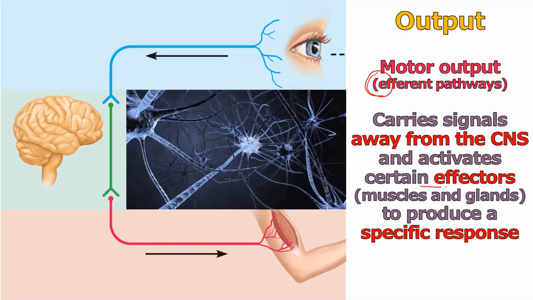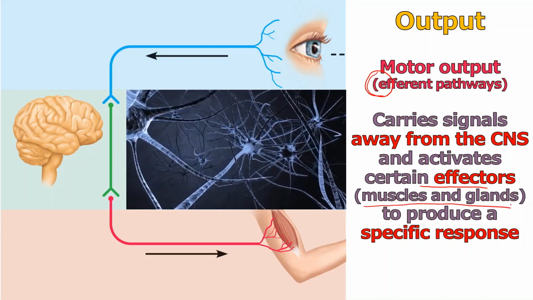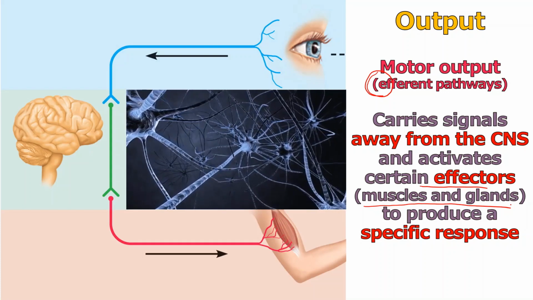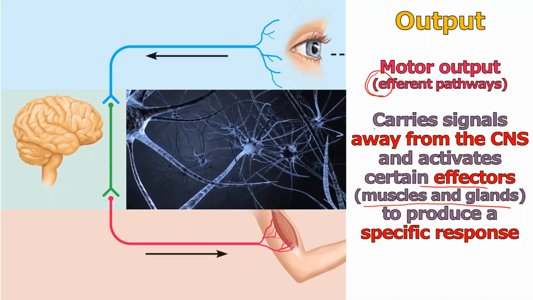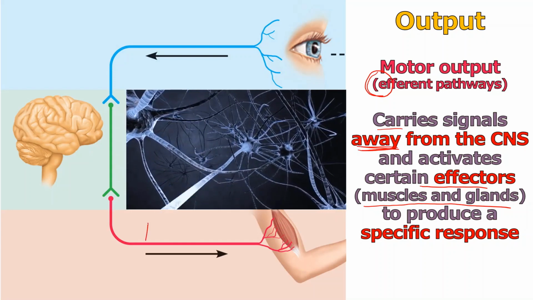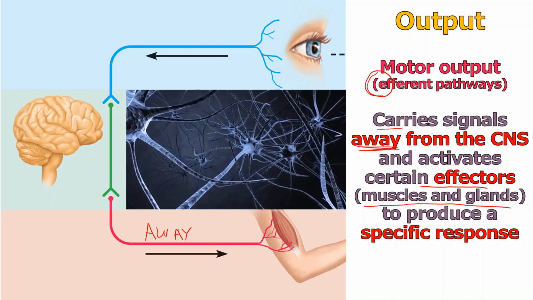And in this class, and pretty much all classes, the effectors will either be some kind of muscle, as you see in the image, or some kind of gland, like say a sweat gland or something like that. So again, we're going to carry signals here away from the CNS, and I'll go ahead and write it here, away from the brain or the spinal cord, depending on where the integration occurred.